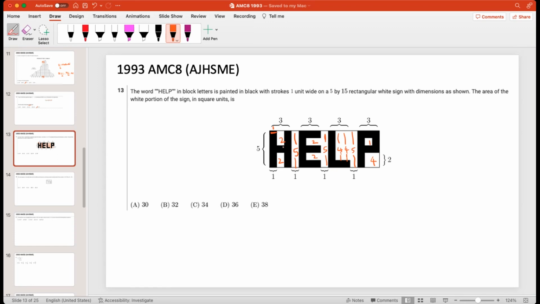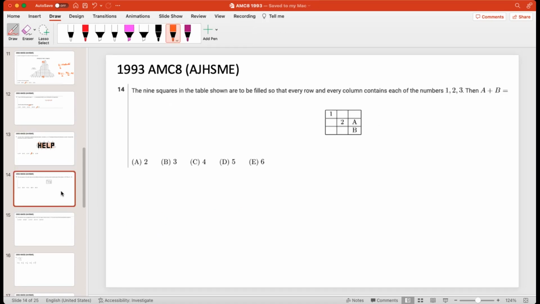Let's just check. 4, 5 plus 4, 9, 11, 13, 18. Yes, I made a mistake. 18 plus 8, 26. 26 plus 10, 36. That's the answer. D, 36. Okay, that's how you do this. It's simple. Going to the next one, question 14.